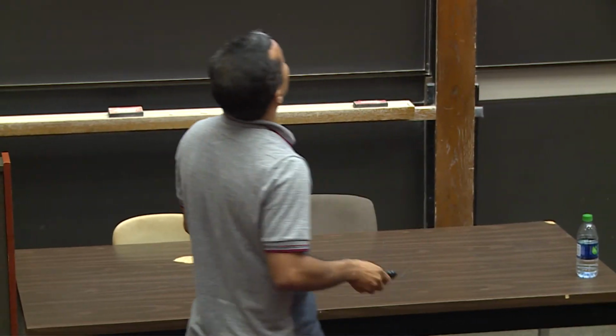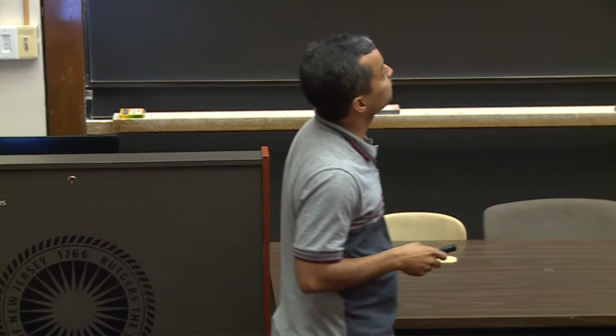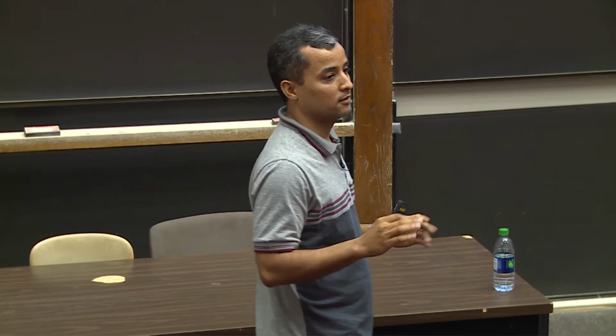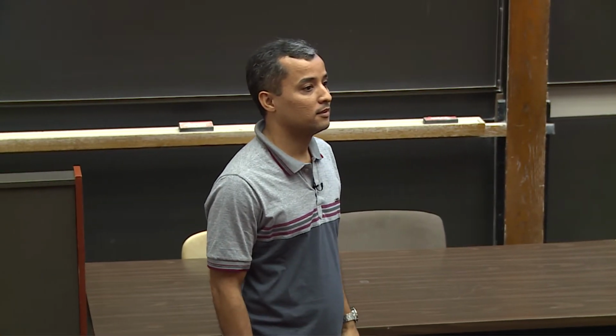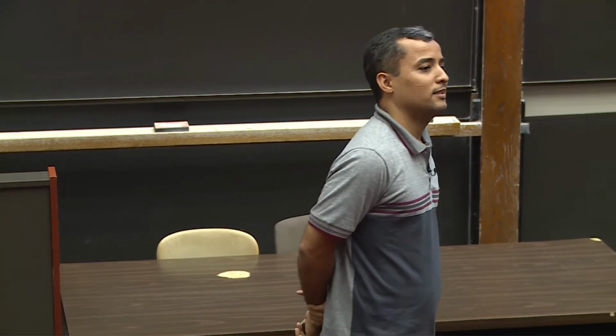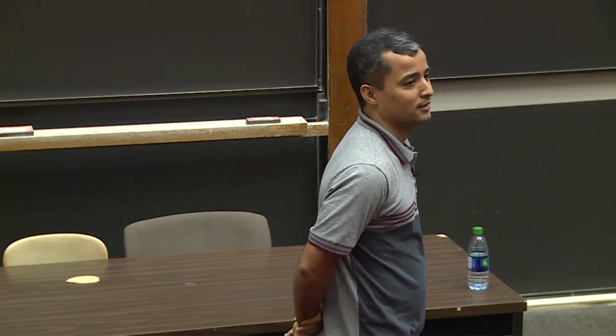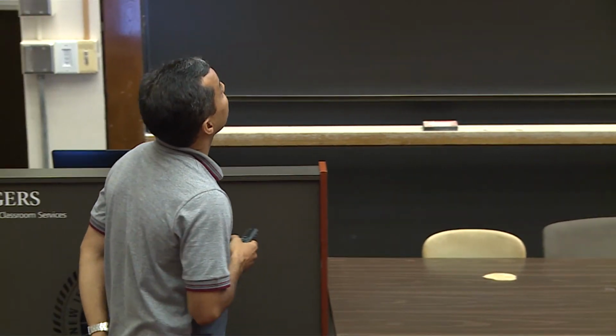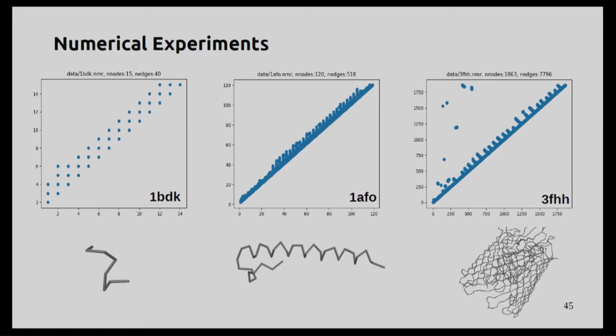Wait a second. The distances, what precision do they have? No, it's exact. How many digits did you give them? A lot of them. Machine precision? Yeah, maybe 16. So these are very precise data? Yeah, very precise data. So this is the kind of distance I would get. These are the Euclidean distance matrices for one PDB entry, one 1AFO, and one 1FHH.